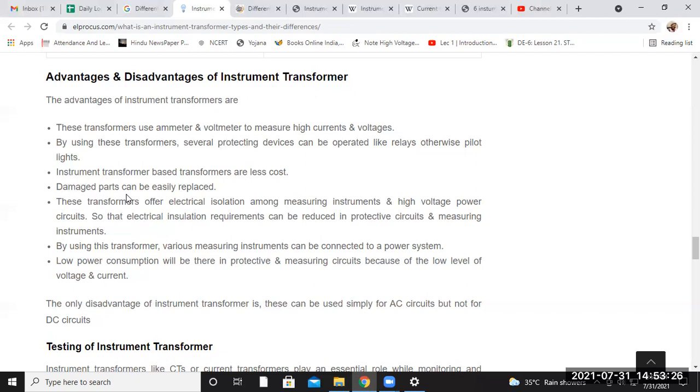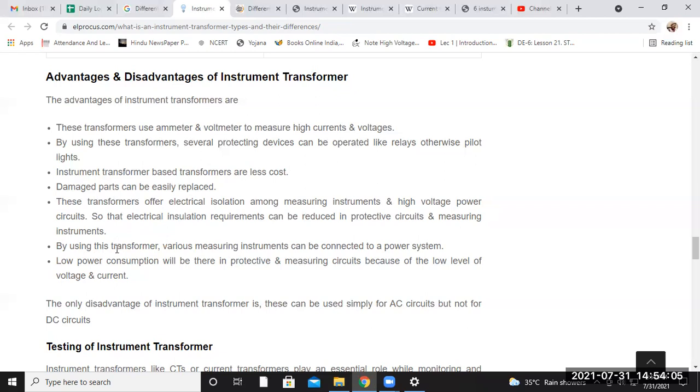Fourth point is damaged parts can be easily replaced. Fourth point is that damaged parts of these transformers can be easily replaced. Next point is these transformers offer electrical isolation between measuring instruments and high voltage power circuits, so that electrical insulation requirements can be reduced in protective circuits and measuring instruments. This is the fifth point.